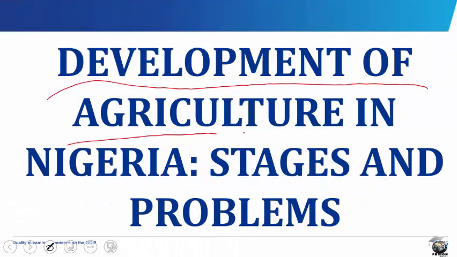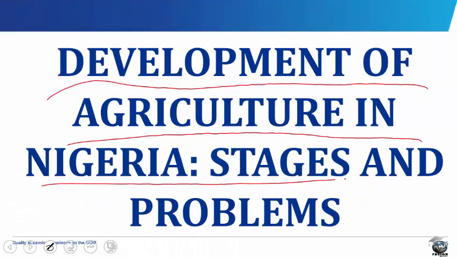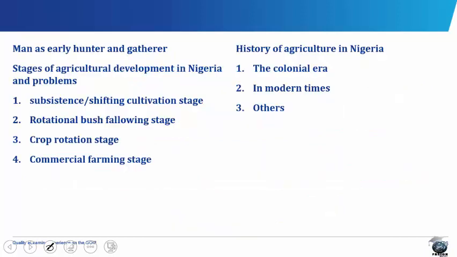Development of agriculture in Nigeria. Stages of development and its problems. Man as early hunter and gatherer. Man's primary need from the time he evolved was to secure food. In the ancient times, the early man lived by hunting wild animals and gathering fruits, roots, and vegetables. He needed little or no clothing and had no houses because he moved from one place to the other.